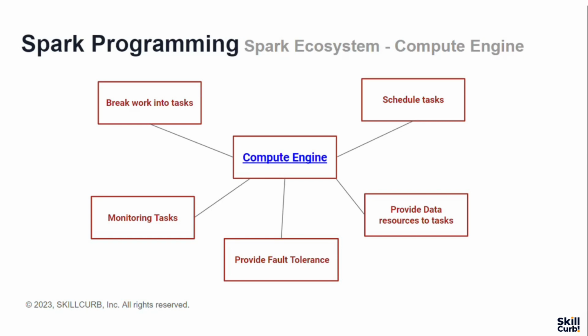Spark Compute Engine is the code that runs and processes your data processing work and provides you a seamless experience. So, the compute engine is responsible to perform a large number of tasks, such as breaking your data processing work into smaller tasks, scheduling those tasks on the cluster for parallel execution, providing appropriate data resources to the tasks, managing and monitoring those tasks, and providing fault tolerance when a job fails.